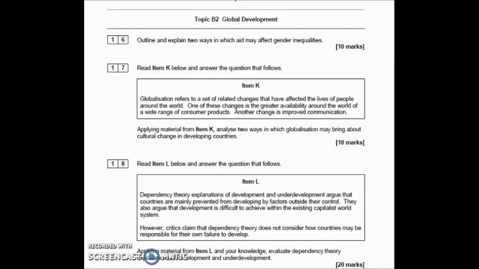So B2, it's the same as every other topic on this paper. You'll get 3 questions. In this case, 16, 17 and 18. There will be 2 10 markers and a 20 marker. The first 10 marker will always ask you to outline and explain something. The 10 marker which follows, question 17, will always have a hook that you have got to find from the item and develop your knowledge from it. And the final one will always ask you for a 20 mark. It will ask you to evaluate some sort of argument so you can give for and against.